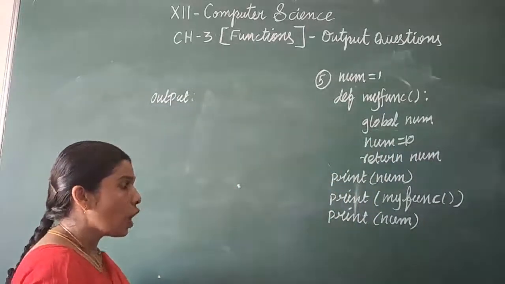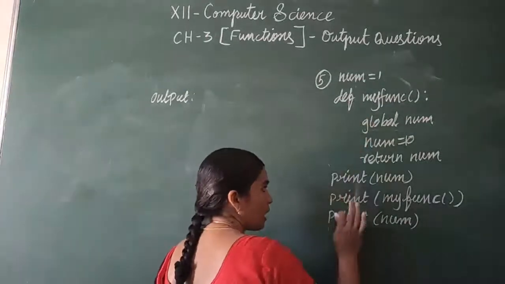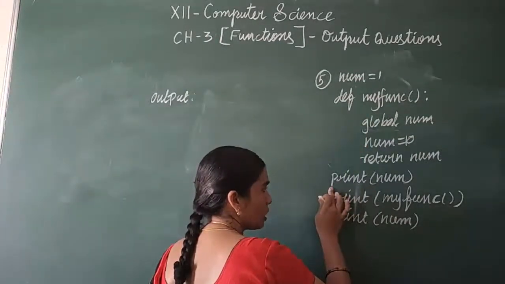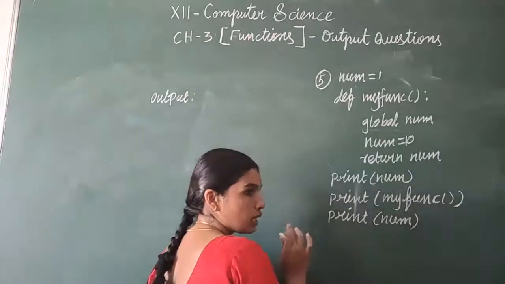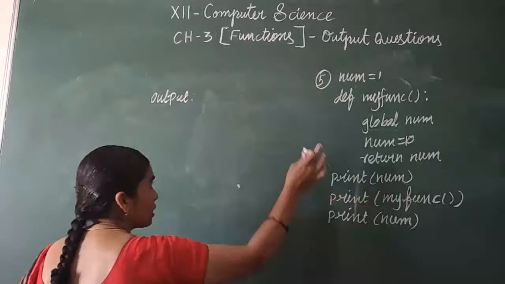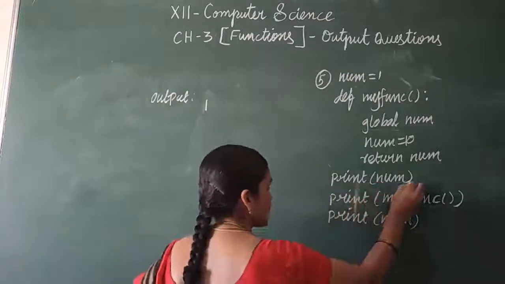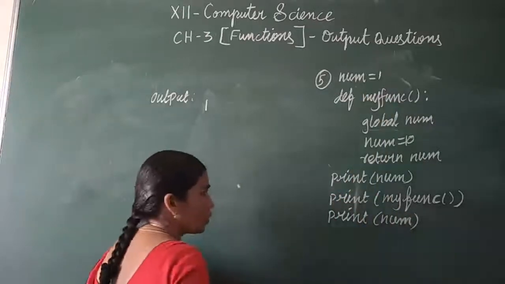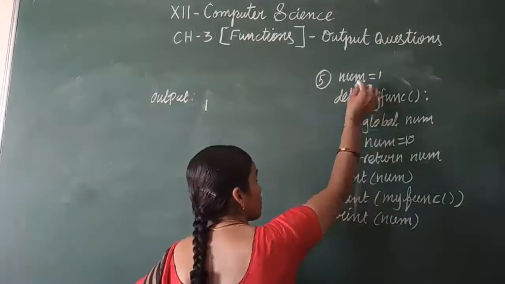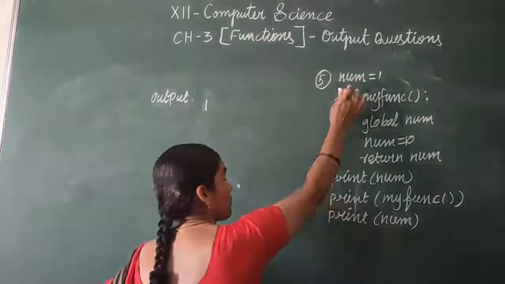Okay, let us see how the program will execute. First, the control checks the function header. After that, the control will move here. The program begins execution with the main segment. So print of num. Here the num value is what? 1. It takes the global variable value. Outside the function we use the num variable, so it will take this value.